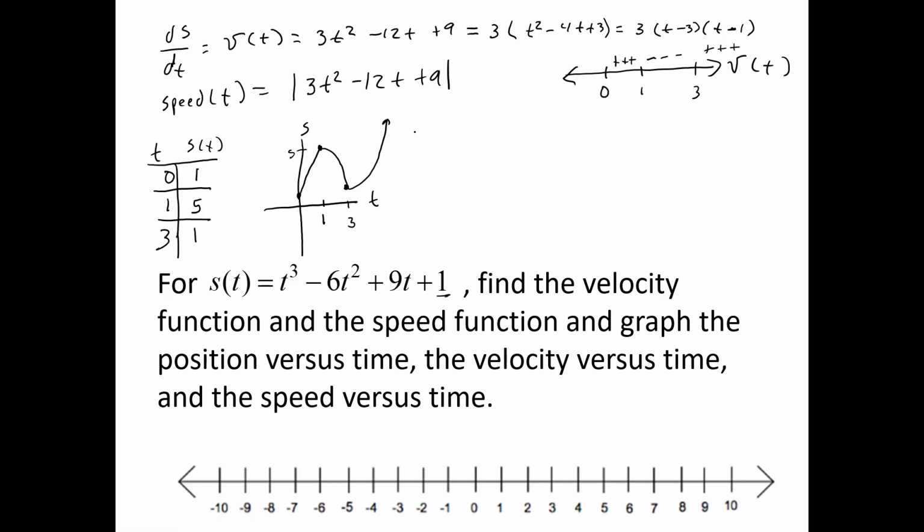Graph the velocity versus the time, right? So the velocity versus the time, and then the velocity. Again, that's this function right here. At 0, we will get 9. At 1 and at 3, we will get 0. This is just a quadratic equation.